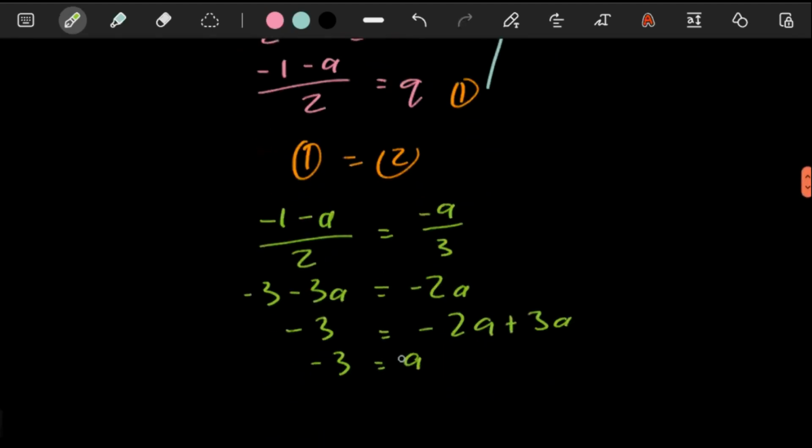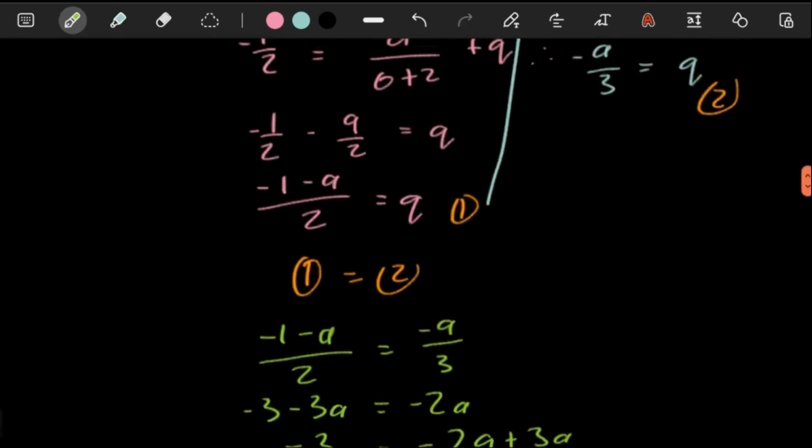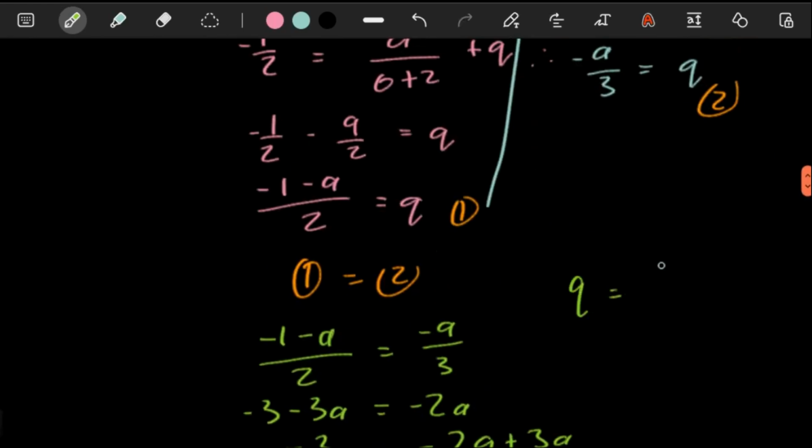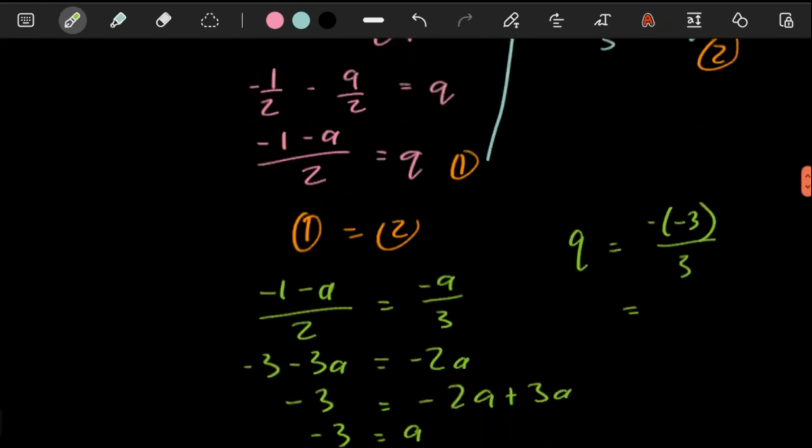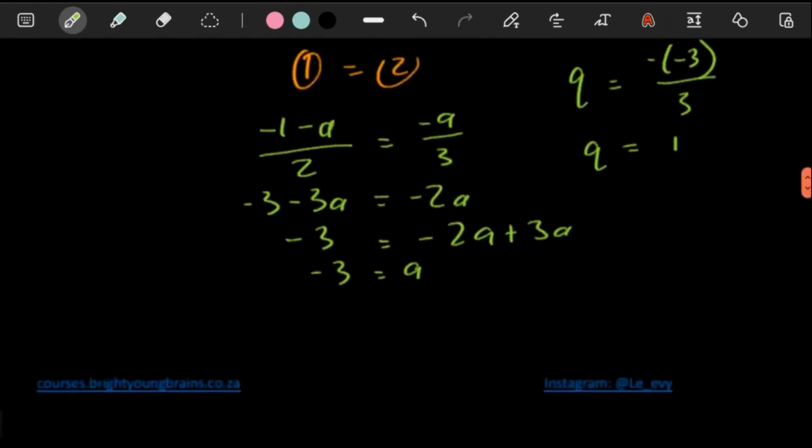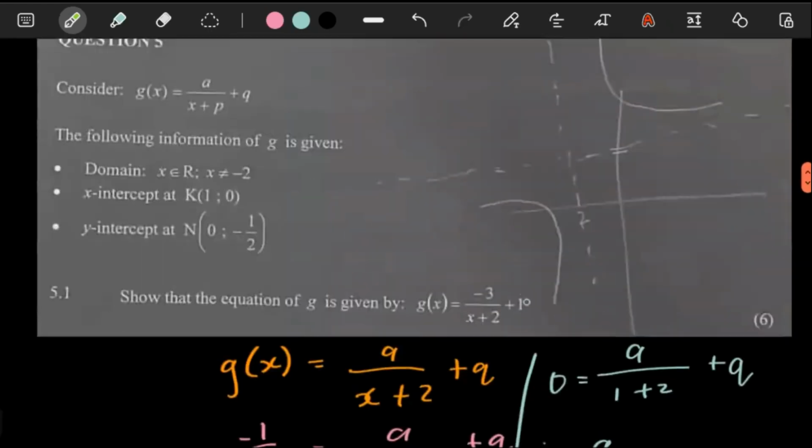So you've got a is -3, perfect. So for q, we know that q is equal to -3 over 3, which is going to be, what is the q value going to be? Positive 1, which is what this is saying. You see, this is correct.